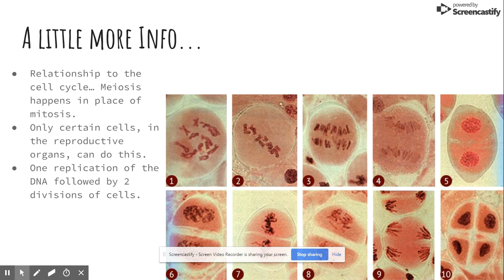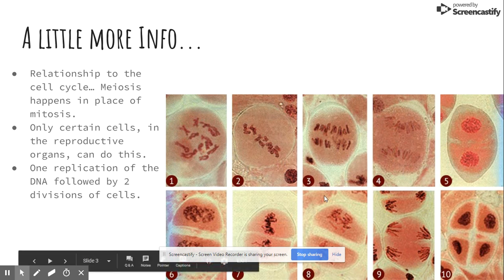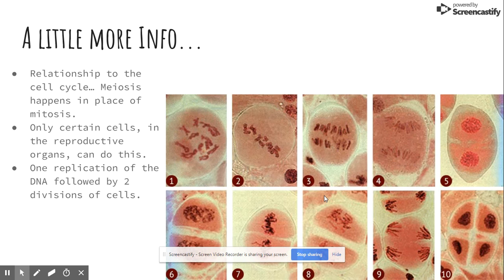A little bit more info about meiosis. Meiosis is a process of cell division that occurs in the same part of the cell cycle that mitosis would. So these cells that are going to go through meiosis will still go through G1, S, G2, but they're not going to go through mitosis. They're going to go through meiosis instead. And this picture here shows you what an actual cell going through meiosis looks like. So you can kind of see the differences between them.